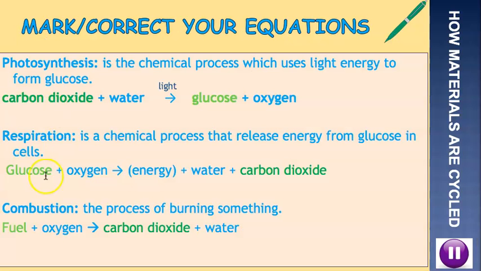Okay, fantastic. So we are now looking at the correct equations. So the word equations are there for you. Please, with your green pen or a different coloured pen if you have got one, can you please make sure that you have got the information on this slide in your book. So photosynthesis is a chemical process which uses light energy to form glucose. So there's the equation for photosynthesis. Carbon dioxide plus water makes glucose plus oxygen.